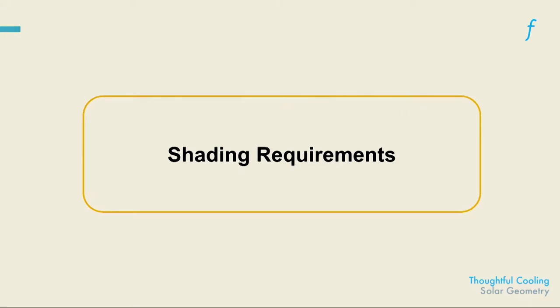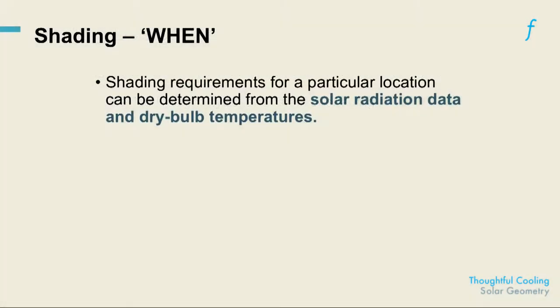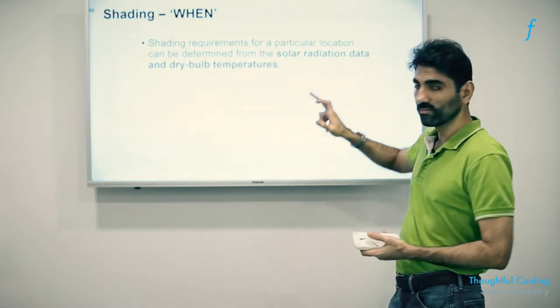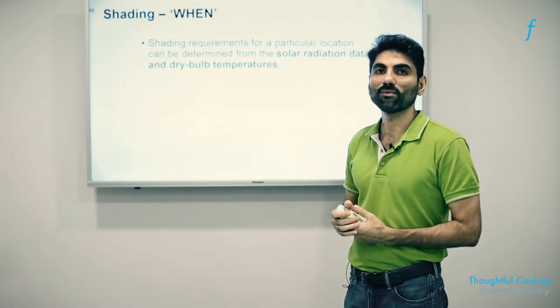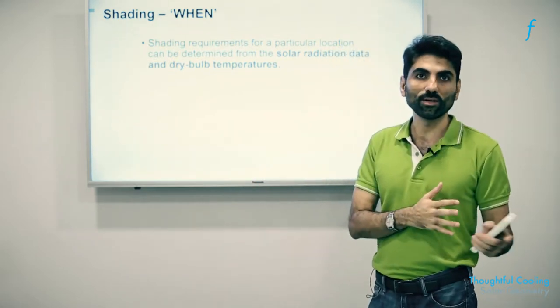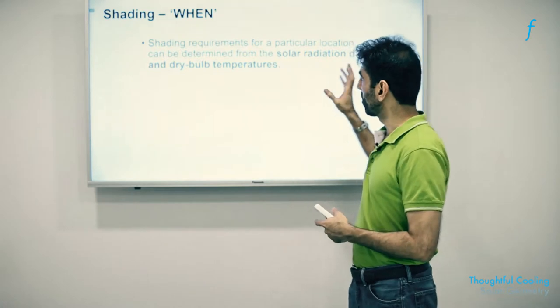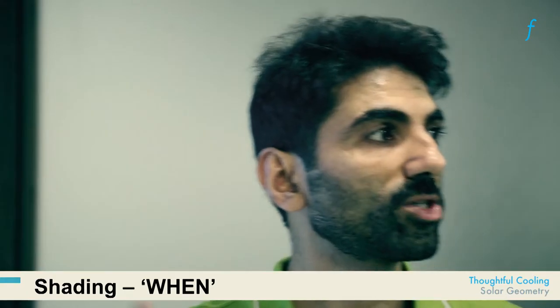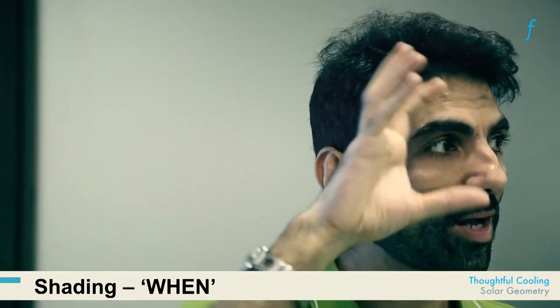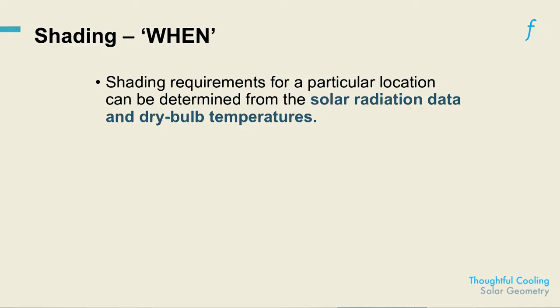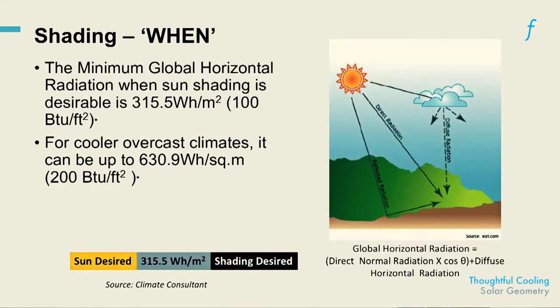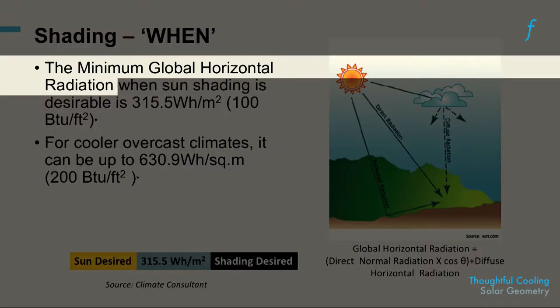So let's understand shading requirements in terms of when we need this in the year. The shading requirements logically will be dependent on the solar radiation. And as we saw in the Climate Consultant part of our training, the solar radiation changes at different times of the year for a certain location. So the shading needs for those periods are different from the shading needs when the solar radiation is very high, for example. We look at how we go about actually determining the specific hours and months of the year for which shading is needed. All right. One criterion for determining when shading is required is based on the amount of global horizontal radiation, which is measured in watt hours per meter square.